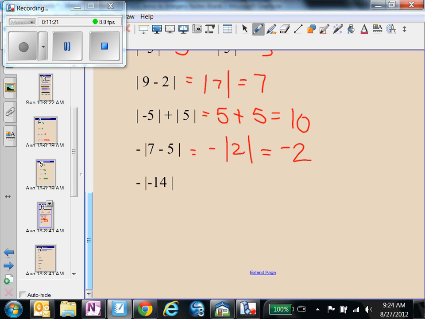negative 2. Next, we have the opposite of the absolute value of negative 14. So we take the absolute value first. What's the absolute value of negative 14? 14. Then we put the opposite symbol in front of it to get negative 14.